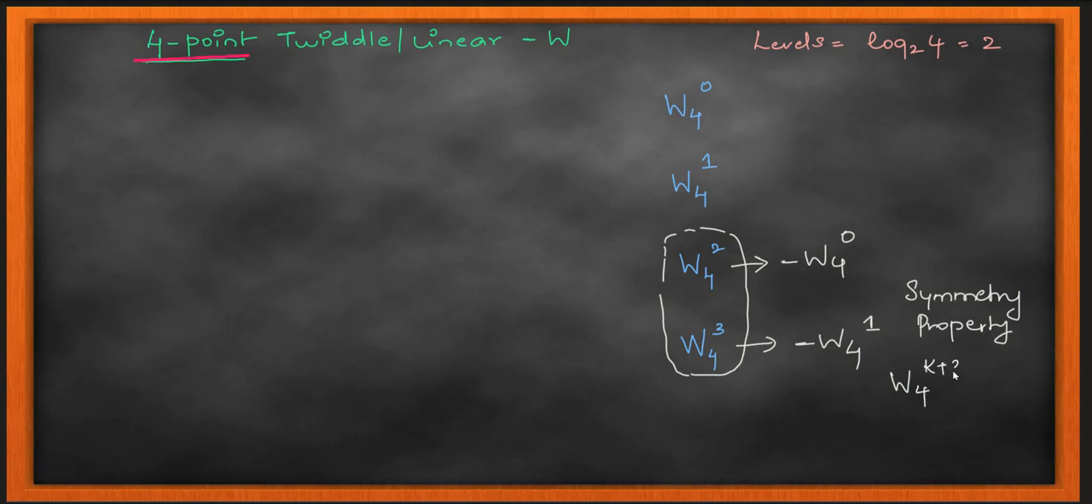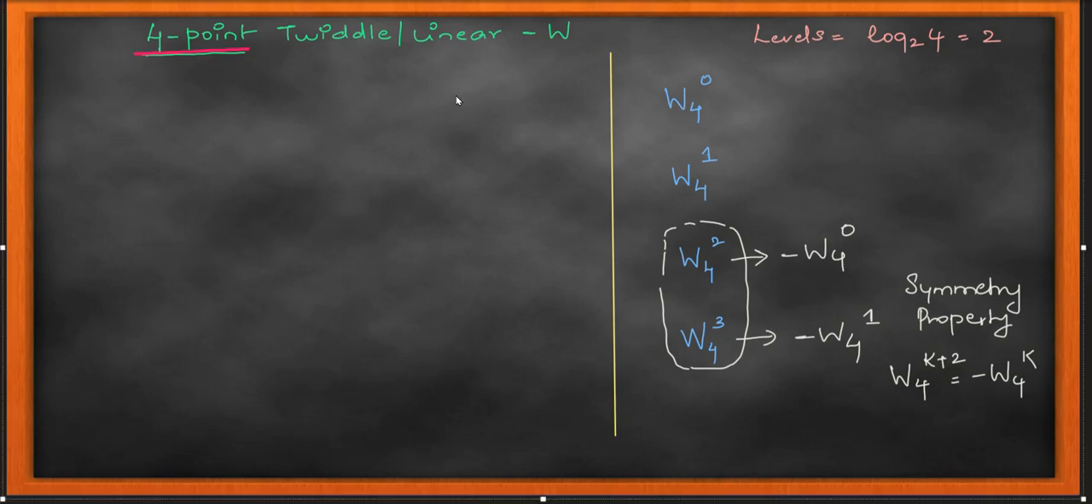So at the first stage, where I have W4 0, 1, 2, 3, I am simplifying that to plus or minus W4 0 and plus or minus W4 1. Those are the twiddles for my stage 1. For my next stage, the powers of the twiddle are going to be multiples of 2, so 0, 2, 4, 6.